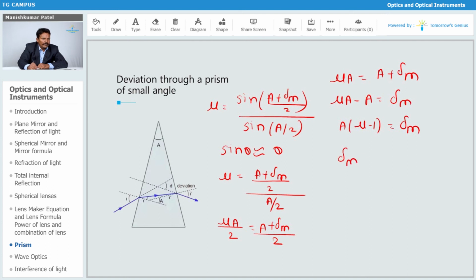So the minimum deviation you can write as A into (mu minus 1). That is what you will get as the deviation through a prism of a small angle. Generally it is given below 10 degrees. For that case you will consider it as deviation through a prism of small angle, and that is the expression we have got: delta is equal to A into (mu minus 1).